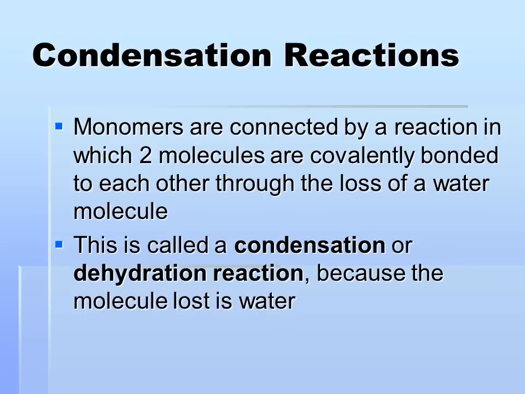So, how do we create these macromolecules or these polymers? Well, we do that by a process called a condensation reaction. Monomers are connected by a reaction in which two molecules are covalently bonded to each other through the loss of a water molecule. If you have your notes in front of you, underline through the loss of a water molecule. That's a really important part I want you to grasp from this slide. This overall process is called a condensation or a dehydration reaction. If you think about that name, dehydration reaction, it's pretty appropriate since we're losing a water molecule.